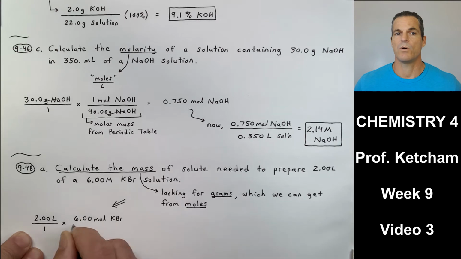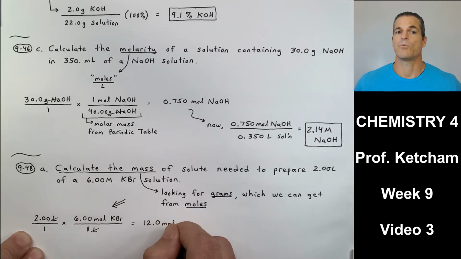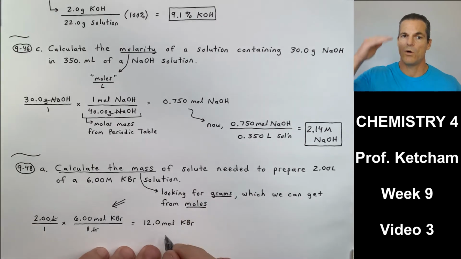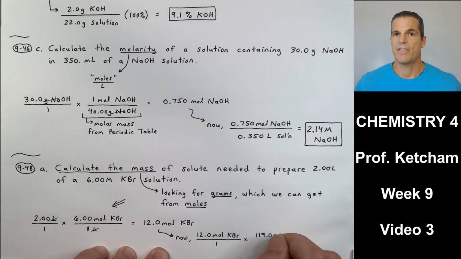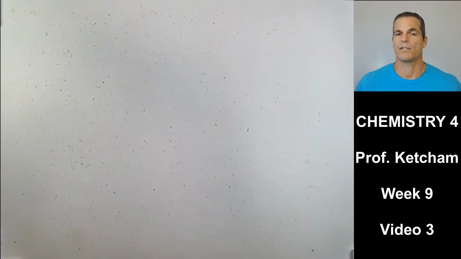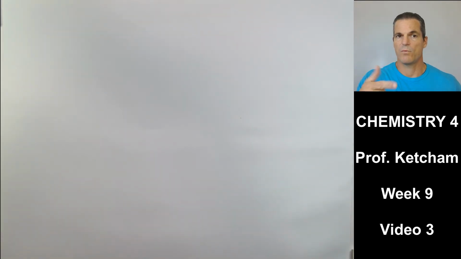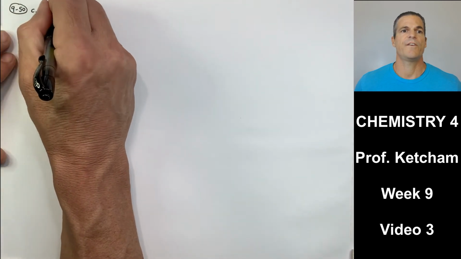First, I need to get to moles. So 2.00 liters over 1 times the molarity, but written as 6.00 moles KBr over 1 liter gives me 12.0 moles KBr. Now I start with what I'm given, put it over 1, multiply by the molar mass of KBr, and I get 1,430 grams KBr. KBr weighs 119 grams per mole on the periodic table. 1 K and 1 Br weighs 119. All right, next page of our notes here, 50C.